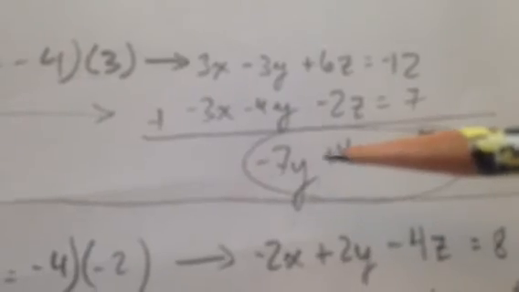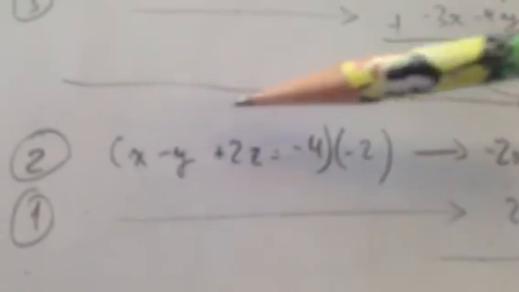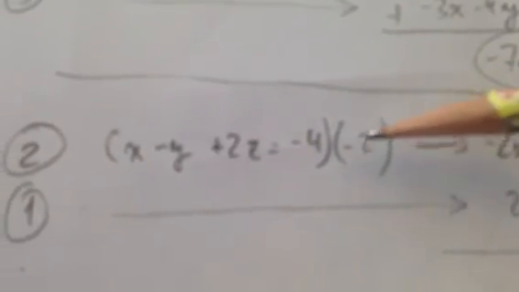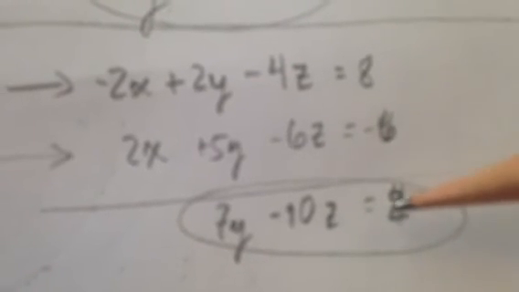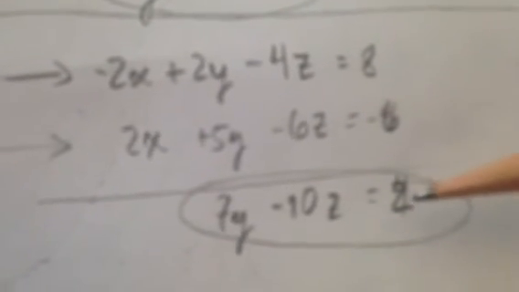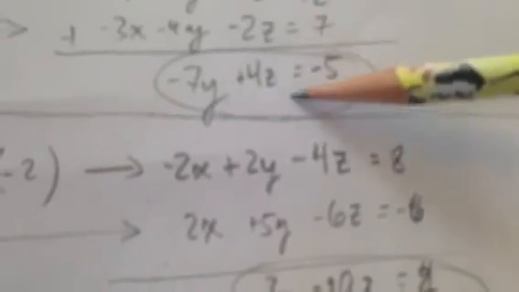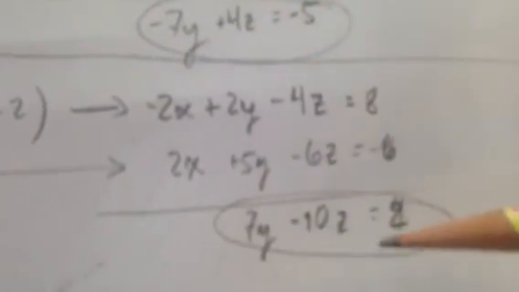But I got to do that same thing one more time with a different pair of equations. So I took my second equation times negative 2 this time and added it to equation 1, which is right there. So now x is eliminated again. I got 7y minus 10z equals 2. That's 8 plus negative 6 is 2. And now I have 2 equations with the same 2 variables.